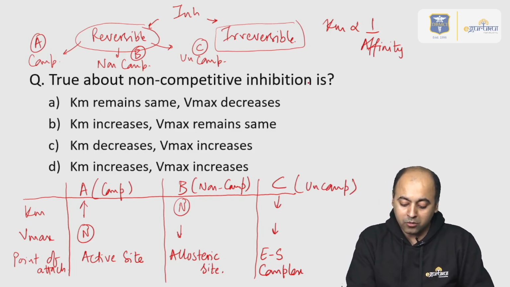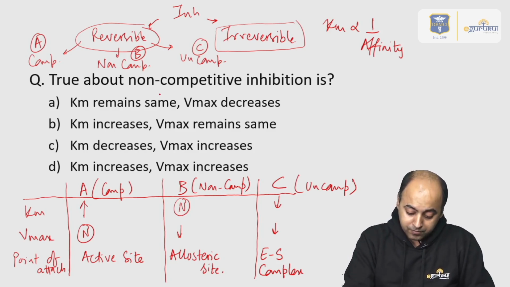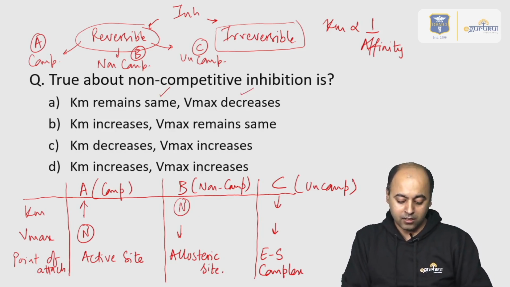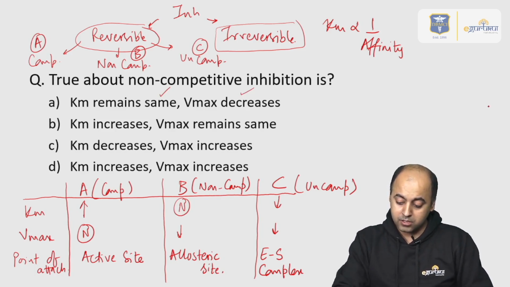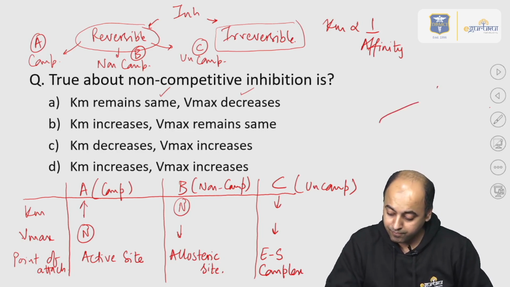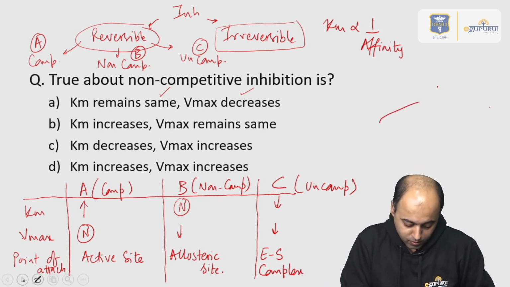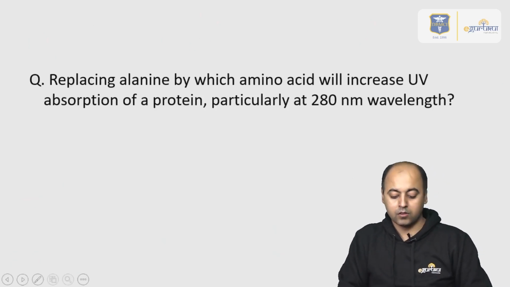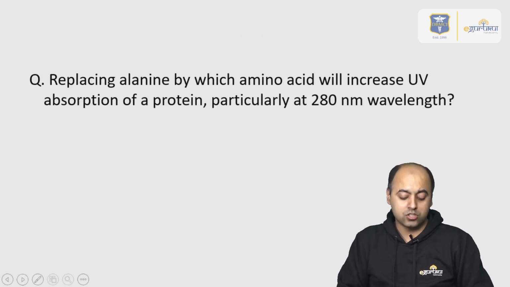Now when we say non-competitive inhibition, what happens? The Km will remain the same and the Vmax will decrease. So the correct answer should be A. The Vmax decreases and the Km remains the same. Moving on to the next question.